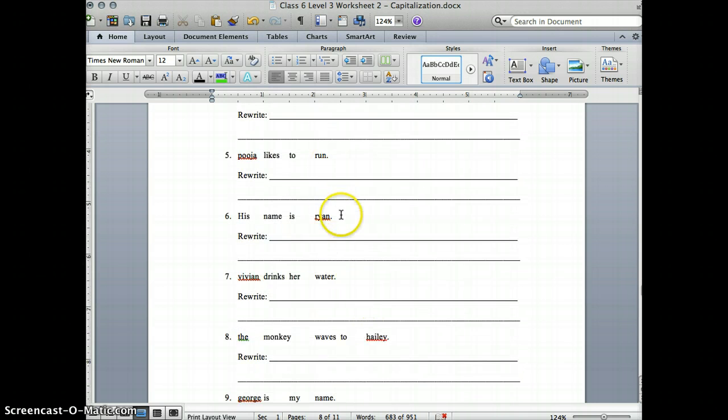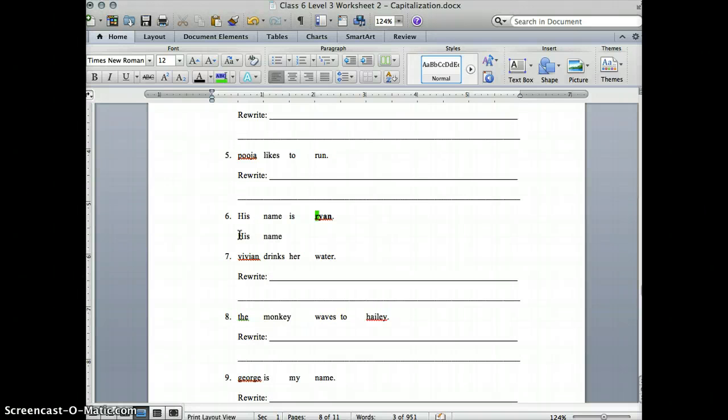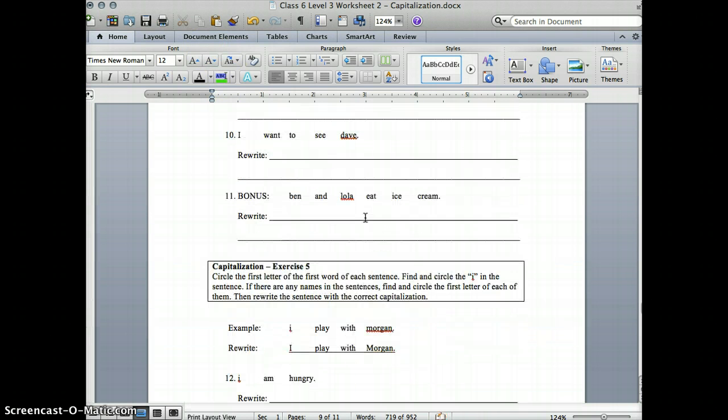Okay, let's try a random example. Like his name is Ryan. So we're doing number 6 now. Where is the name in this sentence? Shout it out. At the end, exactly. And the name is Ryan. What is the first letter of Ryan's name? R. But look, it's not capitalized. Is that wrong or is that right? Shout it out. That's wrong, right? Because we always have to capitalize the first letter of someone's name. So let's rewrite the sentence, but with a capital R. And that's exactly how you're going to do the rest of these problems.